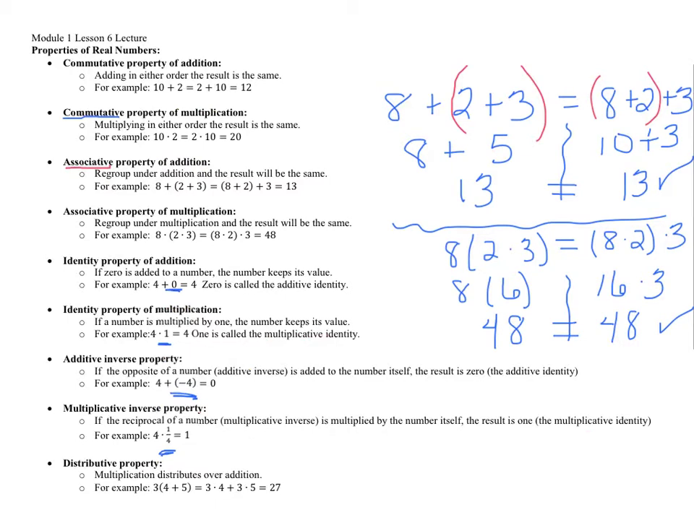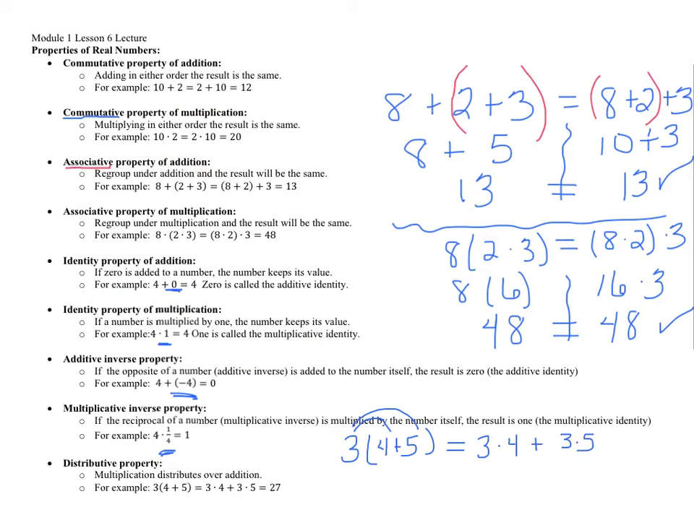Lastly, we have the distributive property. The distributive property tells us that multiplication distributes over addition. So, for example, we have 3 times the quantity 4 plus 5, and we're saying that this 3 distributes over that addition to be 3 times 4 plus 3 times 5.